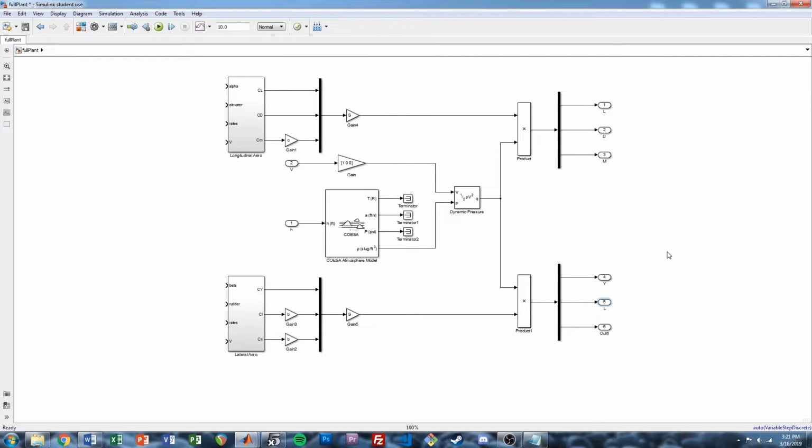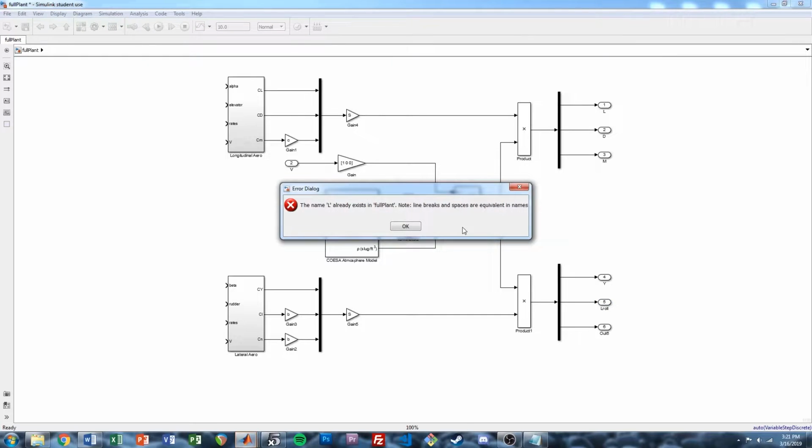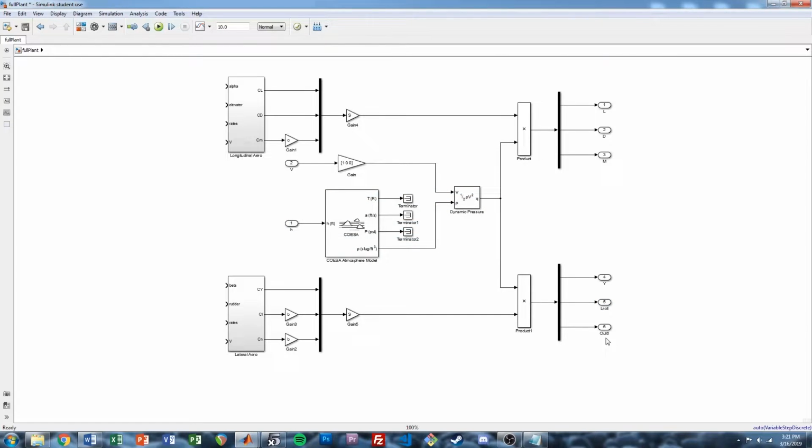rolling. Can't do that, so I'm going to call roll for a second. We'll fix this in a second. It's just going to complain if I try to call it L, because it's going to say, hey, you've already got an L. And then N.